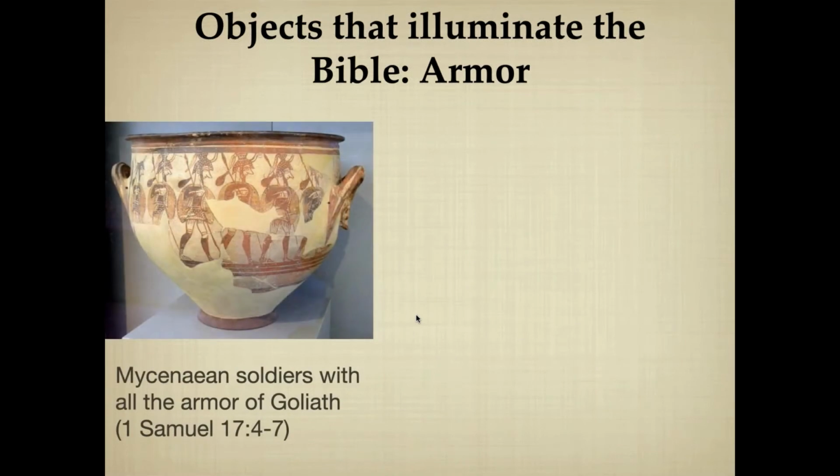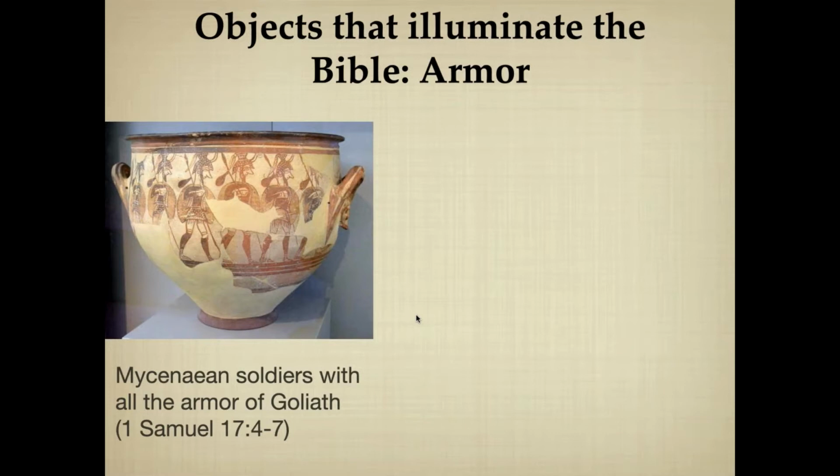Here's a picture of armor from Mycenae. Now, Mycenae is up in Greece, in the area of Greece. The Minoans and Mycenaeans were on the Greek islands and also on the eastern coast of Greece. But what's interesting about this piece of pottery is that it shows all of the armor of Goliath. It shows a spear. The sword is a little hard to see there. And it shows the armor, it shows the helmet, and it even shows the leg armor here. And if you read 1 Samuel 17:4-7, it gives exactly the same details of the armor of Goliath.